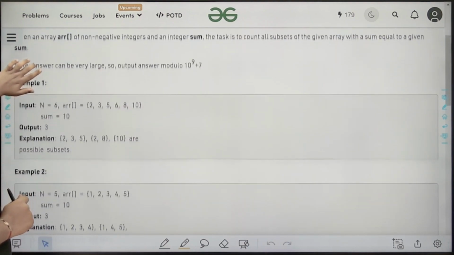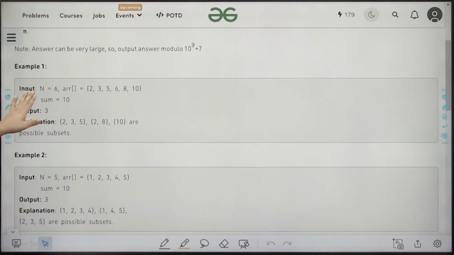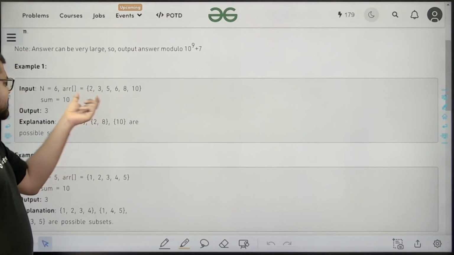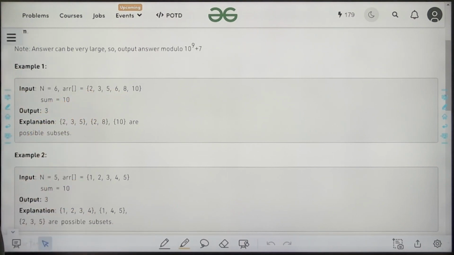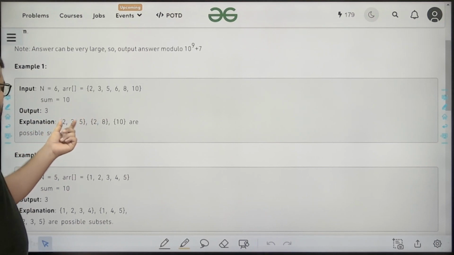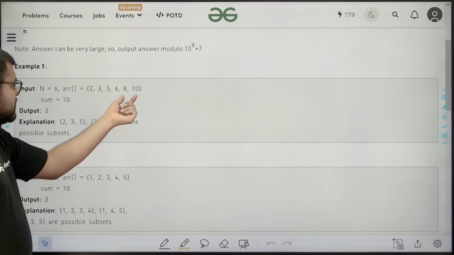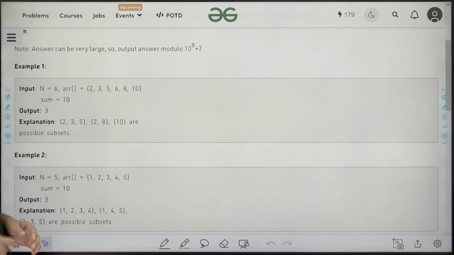Okay, so if we look at the first example, we have n equal to 6 and these are the 6 elements of the array and sum is equal to 10. So basically we need to tell how many subsets of this array are possible such that their sum is equal to 10. So output is 3. How? One subset is 2, 3, 5, their sum is 10. Another subset is 2 and 8, their sum is 10. And another subset is only 10 and its sum is also 10. So the number of such subsets whose sum is equal to 10 is 3.